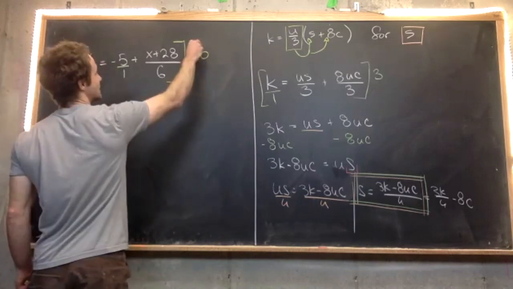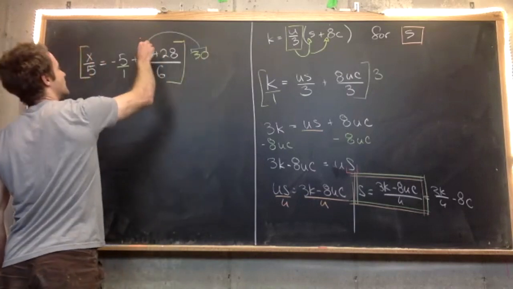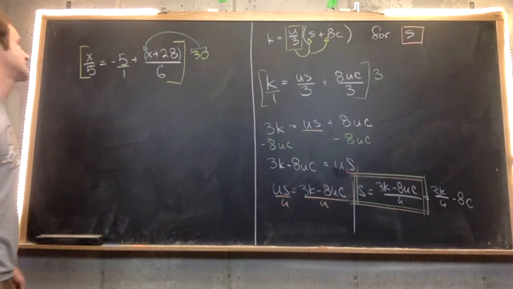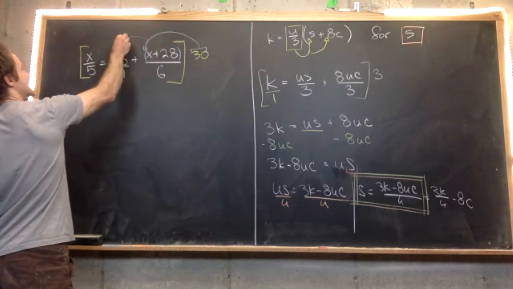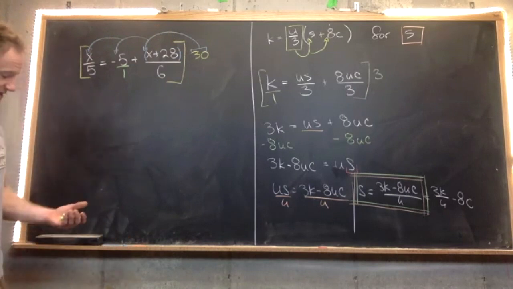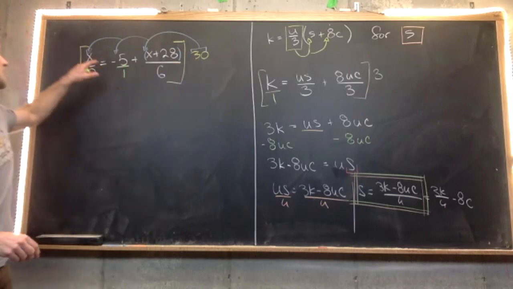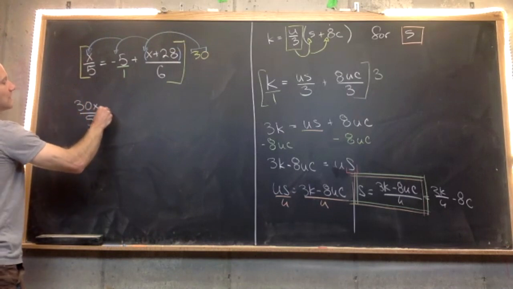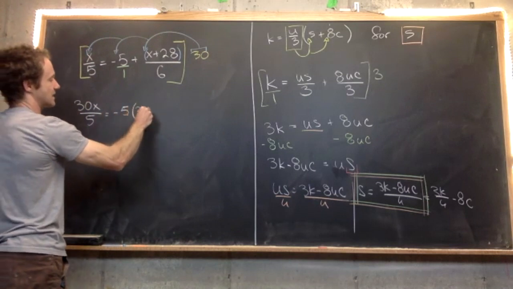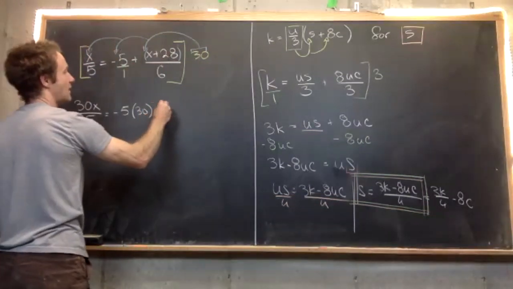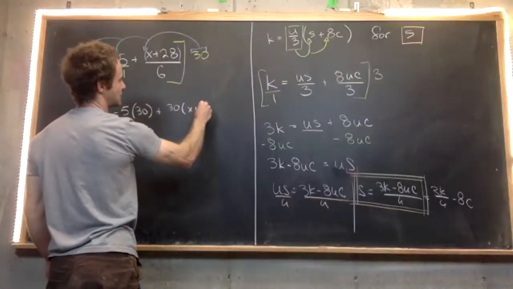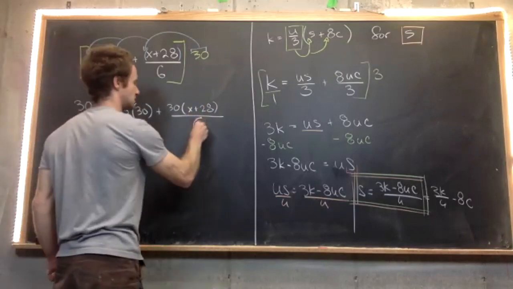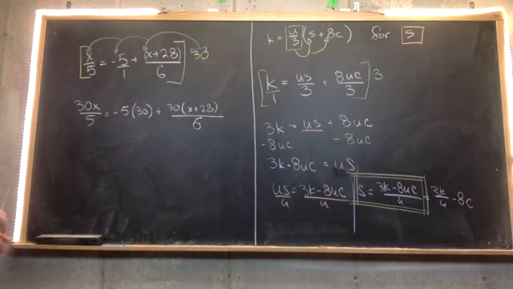So keep in mind that we have to distribute this 30 onto all of these terms. And being in the numerator of a big fraction is the same thing as being inside parentheses like that. Then you're going to have to distribute it here and here. Okay, so let's see what that gives us. So 30 times x over 5. So let's just maybe write all the steps. So we have 30x over 5 equals minus 5 times 30. So that's what we get from that one. And then plus 30 times x plus 28 over 6. So we've got something like that.